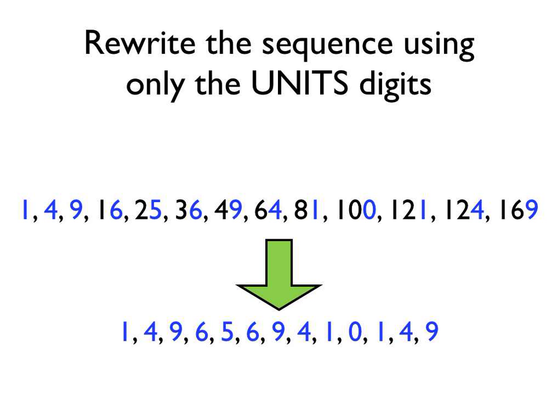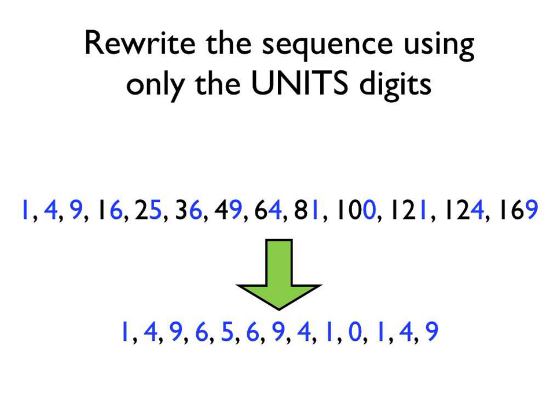The next step is that you have to rewrite the number sequence, but only using the units digits in each of the numbers. So you'll see in my square number sequence I've highlighted in blue all the units digits as the last digit in each number, and then I've brought them down and rewritten the sequence below it just using those units digits.